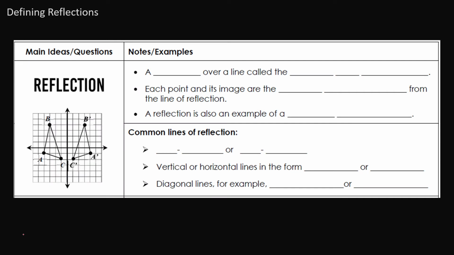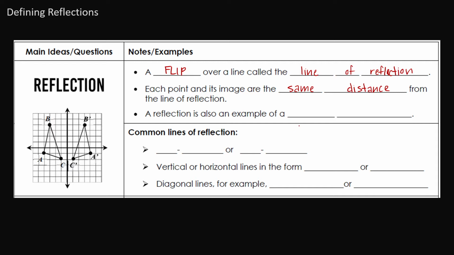So a reflection is a flip over a line called the line of reflection. Pretty straightforward so far. Each point and its image are the same distance from the line of reflection. So for example, B and B prime are the same distance away from the line of reflection. In this case, it would be the y-axis.